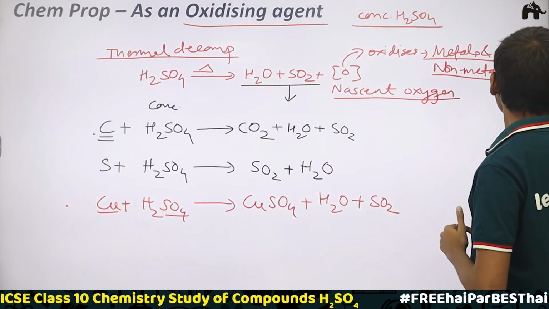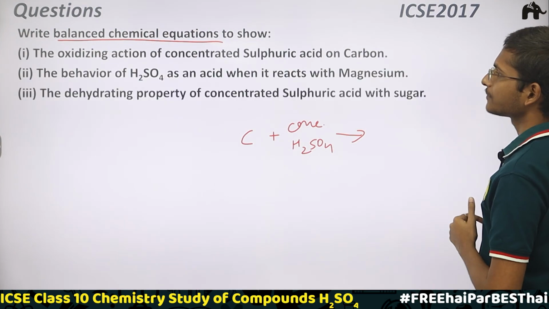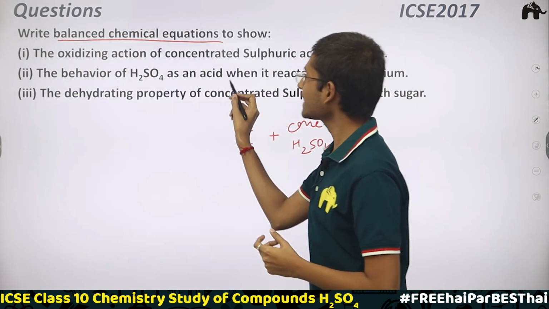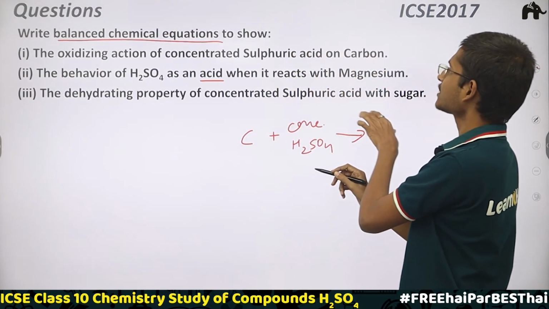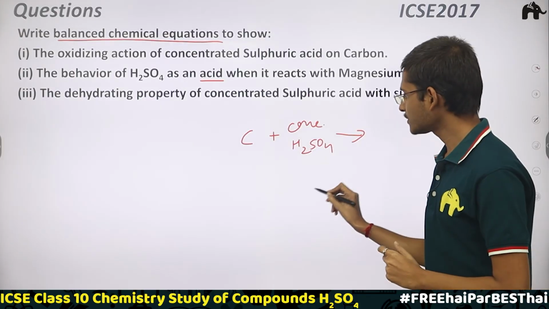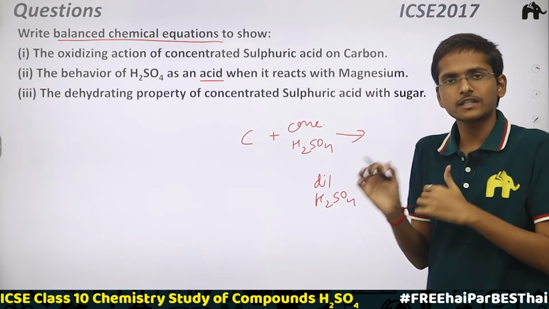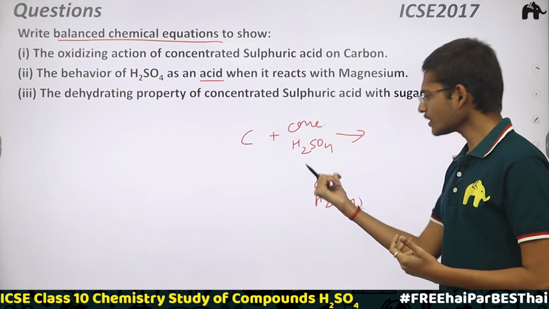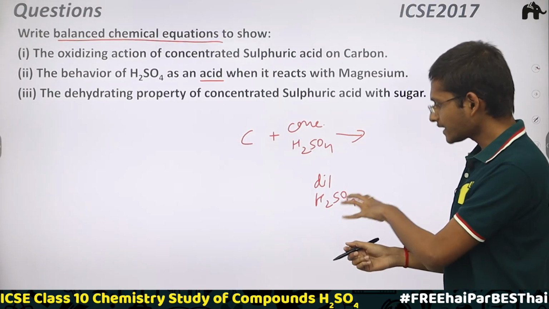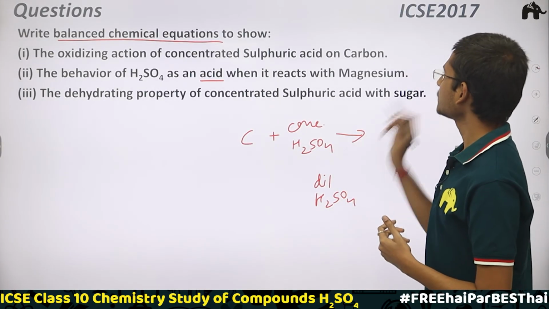In the same way, the next one is behavior of sulfuric acid H2SO4 as an acid. Okay, when it reacts with magnesium. So when H2SO4 behaves as an acid when it is dilute, right? So dilute H2SO4, first we need to interpret what they are asking in the question and then we need to solve it. So they are talking about dilute H2SO4, so at that time sulfuric acid or H2SO4 behaves as an acid and it reacts with magnesium.